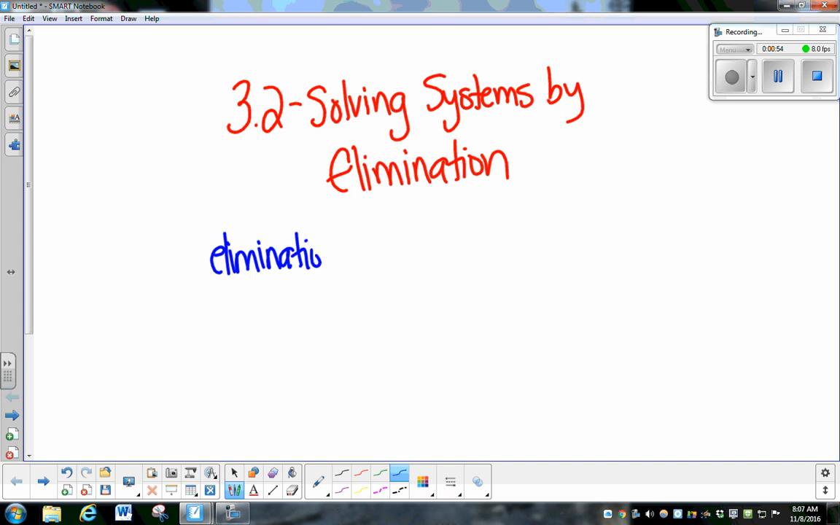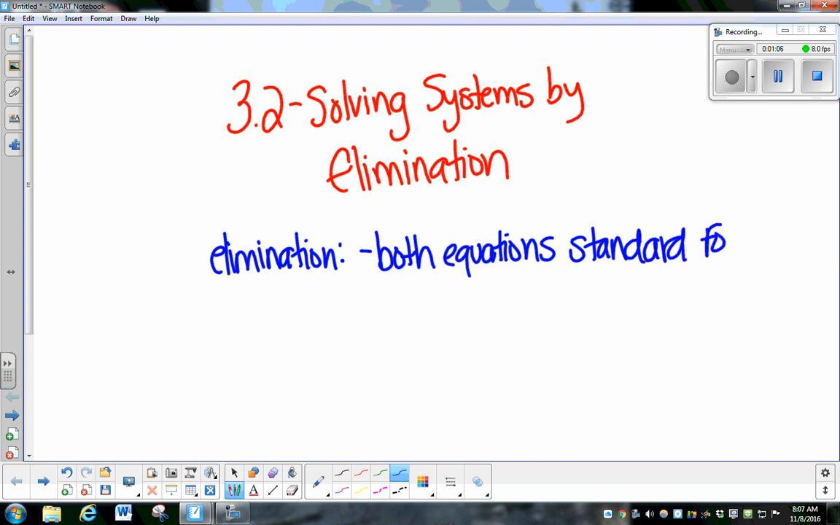So one thing that has to be true is that both of your equations must be in standard form. Now, there is a way to do this if they're not in standard form, but for our purposes, to make this as easy as we can, we want both of our equations to be in standard form. Remember, that's where your x and your y variables or terms are on the same side.